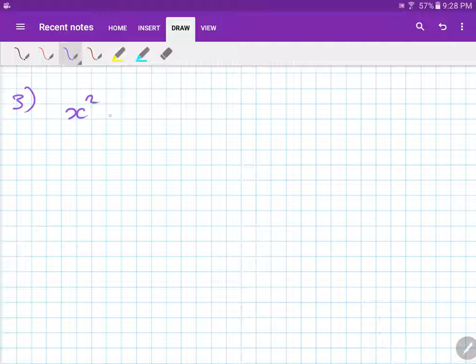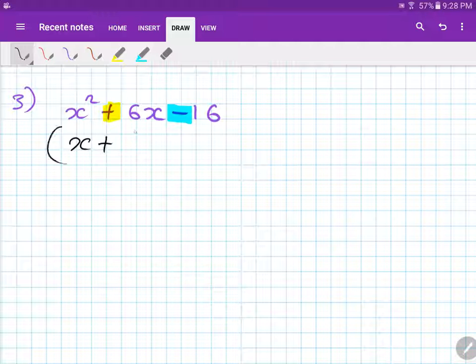Right, x squared plus 6x minus 16. Now look at this, minus means difference, so I don't care what this sign is. I ignore that one because it's minus, so 1 plus and 1 minus straight away. You can put the minus first or second, it doesn't matter as long as it's 1 plus 1 minus, because minus means difference.